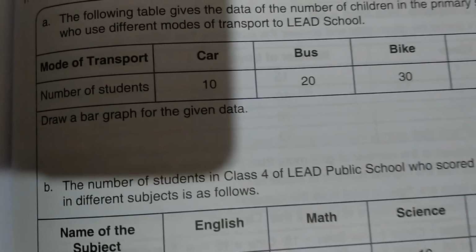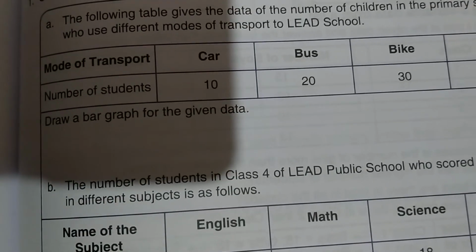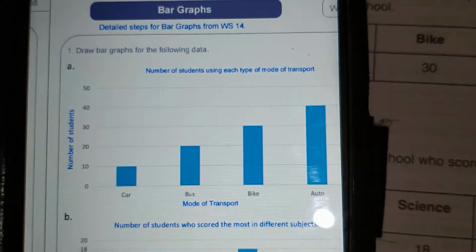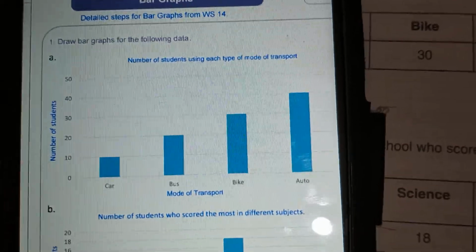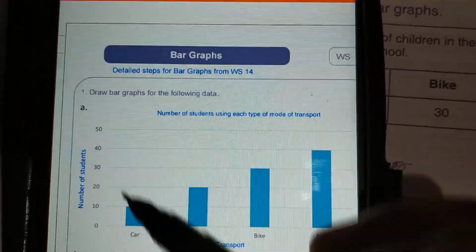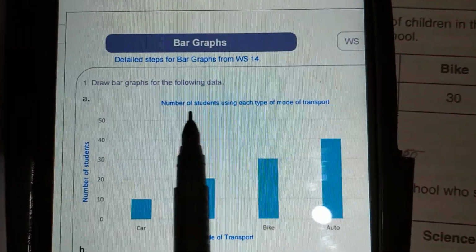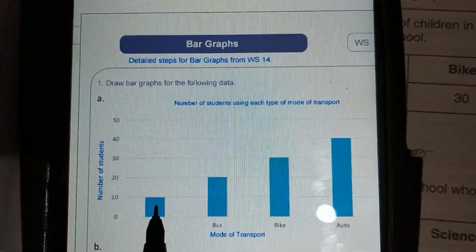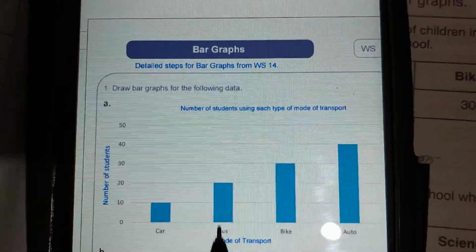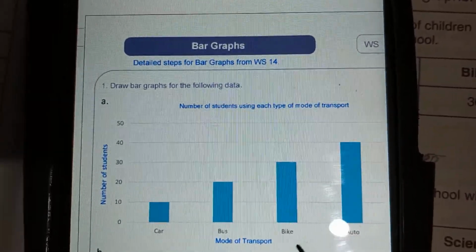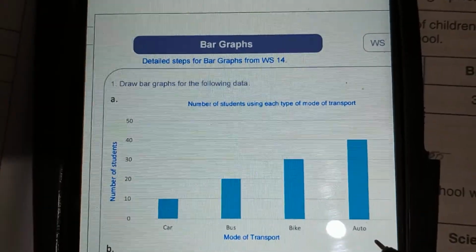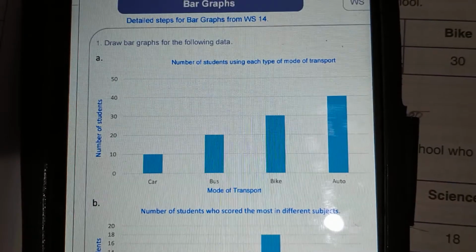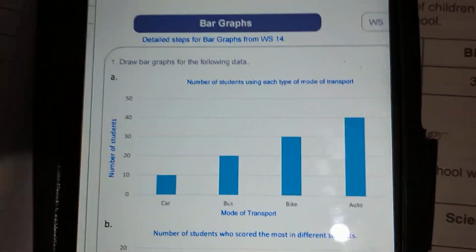Okay. So in that, here I will show you the data. I will show you a bar graph. Look at this students. This is a bar graph. In that bar graph, we have to write mode of transport, number of the students. Heading is number of the students using each type of mode of transport. Car, how many students are there? 10. Bus 20, bike 30 and auto 14 is there. So like that you have to make the bar graph in your notebook.